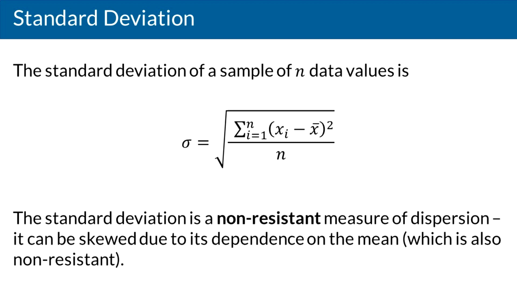It is important to note the standard deviation is a non-resistant measure of dispersion. It can be skewed due to its dependence on the mean. Remember, those extreme values on the fringes of our data sets can skew the mean significantly, and they'll have a similar effect on the standard deviation. While this does not invalidate the use of this statistical measure, this is something that's good to just keep in mind as you do data analysis.